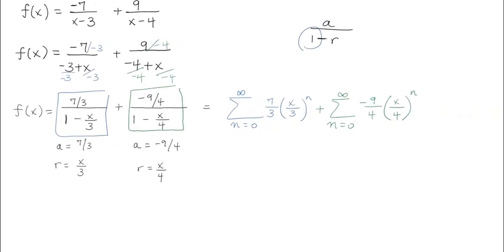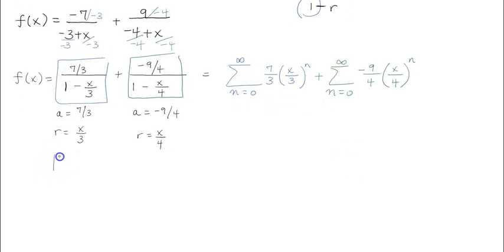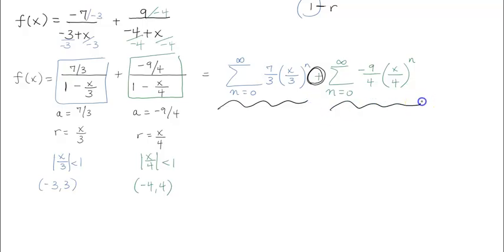The first sum only converges when the absolute value of r is less than 1. Similarly, the second sum only converges when the absolute value of r is less than 1. Solving both of those inequalities gives me an interval of convergence of -3 to 3 for the first sum and -4 to 4 for the second sum. Mind you that the sum of these two sums is only going to converge when they both converge. So if the first one only converges from -3 to 3, and the second one only from -4 to 4, the overall interval of convergence needs to be from -3 to 3.